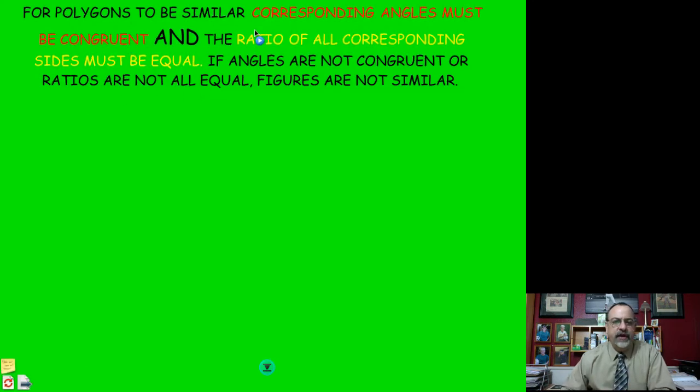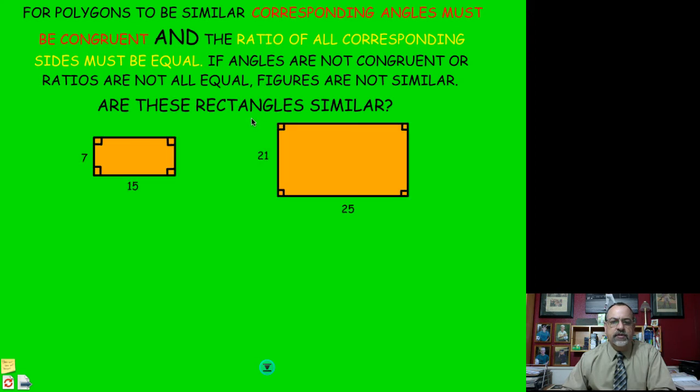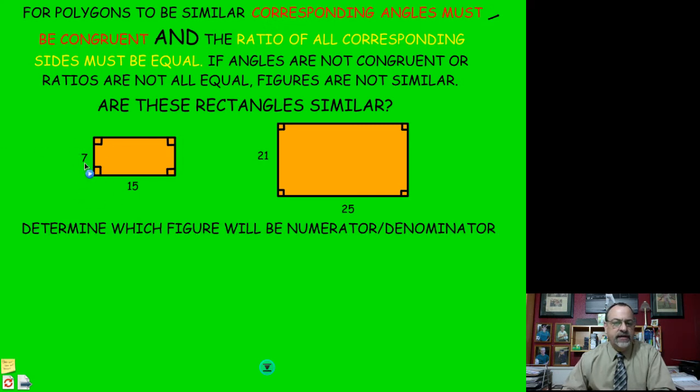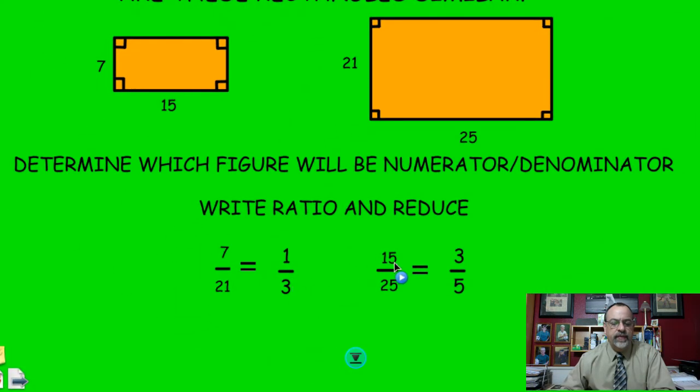All right, so for what we've said here, for them to be similar, the corresponding angles have to be the same, and the sides must be proportional. So again, we have two rectangles, so we know that the corresponding angles are congruent. So now we do the ratio of the sides. So I take the 7 over the 21, and I put the 15 over the 25. 7 over 21 reduces to 1/3. 15 over 25 reduces to 3/5. Those ratios are not the same. Therefore, these sides are not proportional. So these rectangles are not similar.